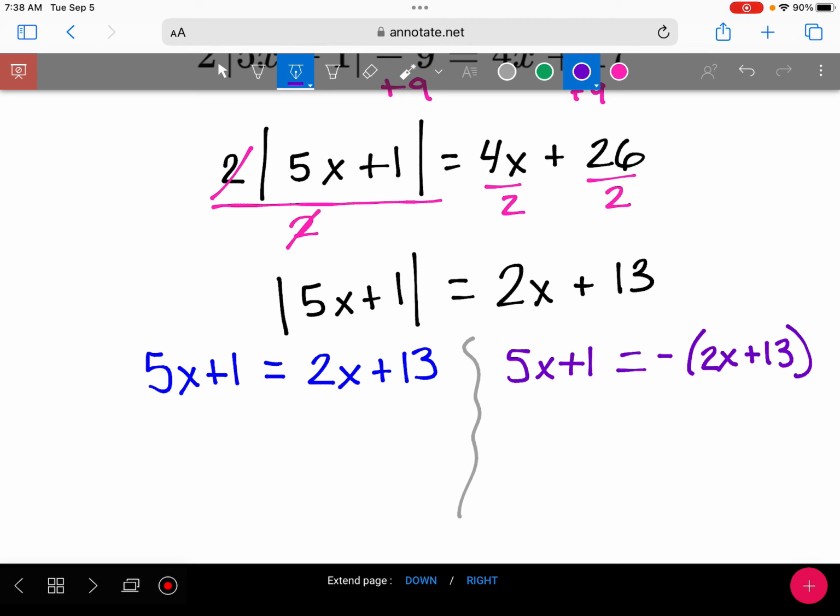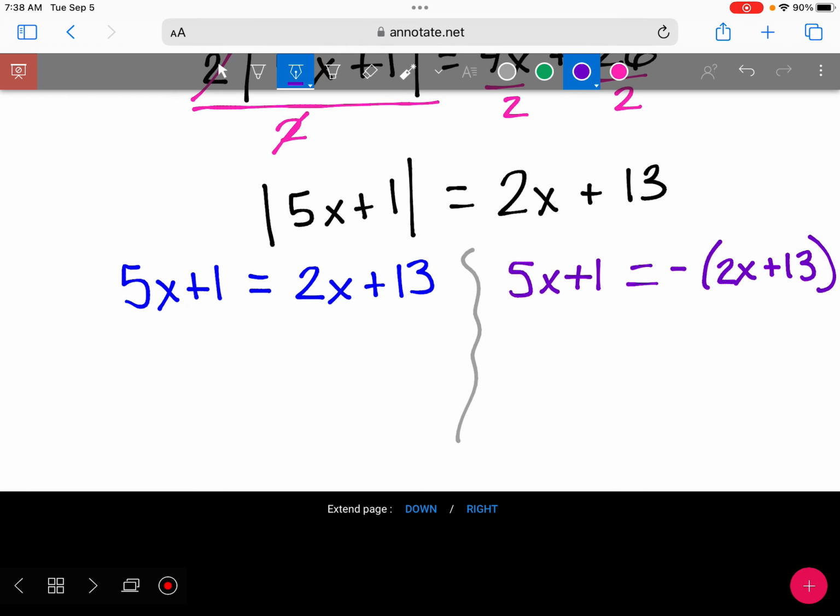Questions up to there? Yes, that's exactly what we're going to put on the next line. Because I need the opposite of this whole thing, not just the opposite of the 2x. So it's got to be the whole chunk. Just like it was 3 and negative 3, it's 2x plus 13 and negative (2x plus 13). So we need the opposite of the whole thing. Then we're going to come in and solve each of these. Awesome.